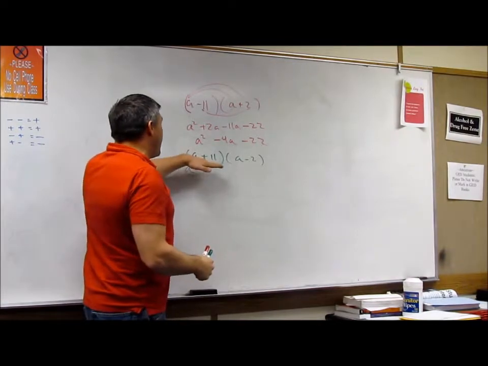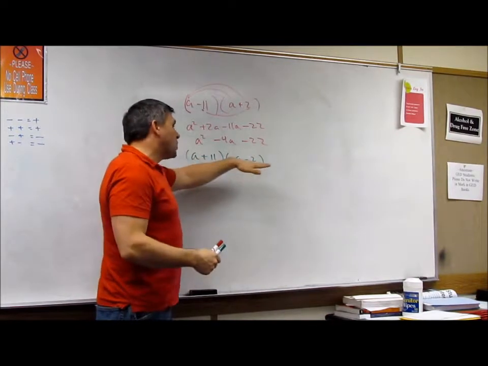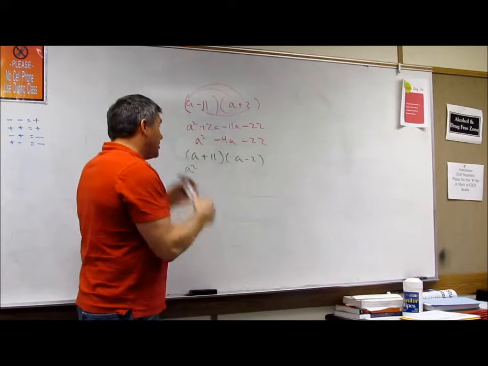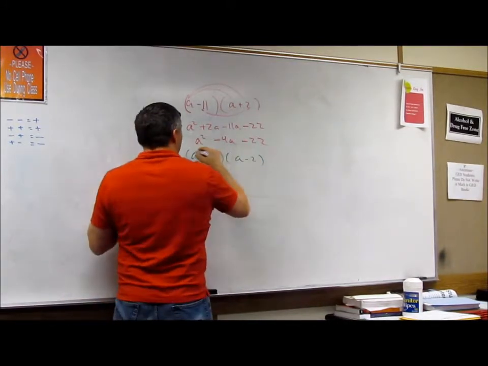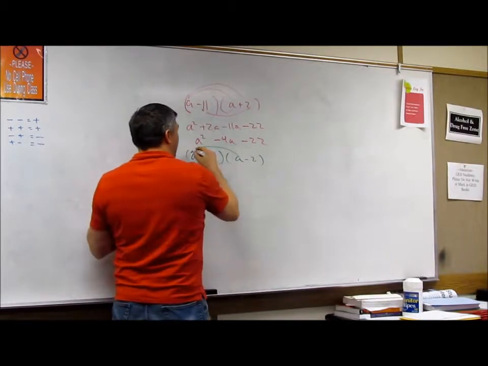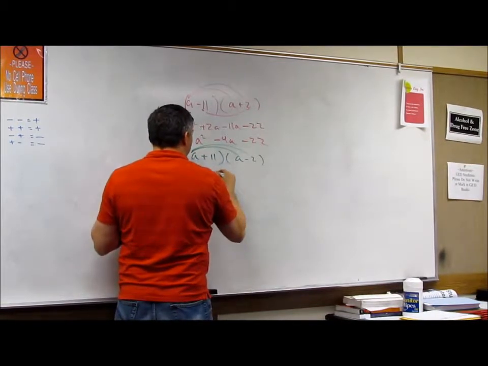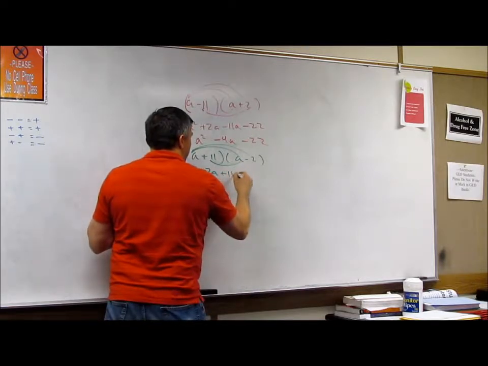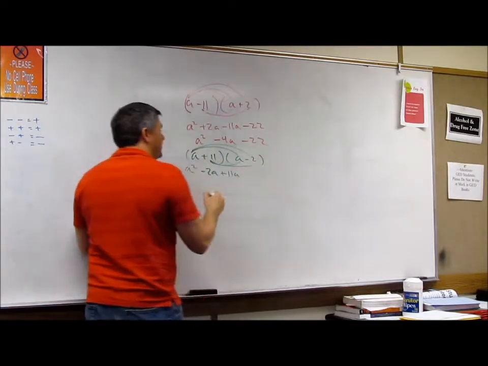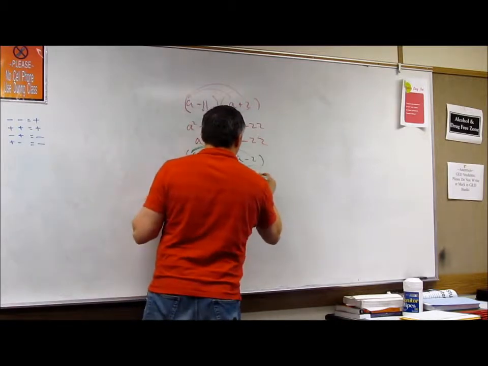And the same thing if I have this as A plus 11 or A minus 2, they're still different. So when I multiply them through, it's A times A is A squared. A times negative 2 is negative 2A. 11 times A is plus 11A. And 11 times negative 2 is still negative 22.